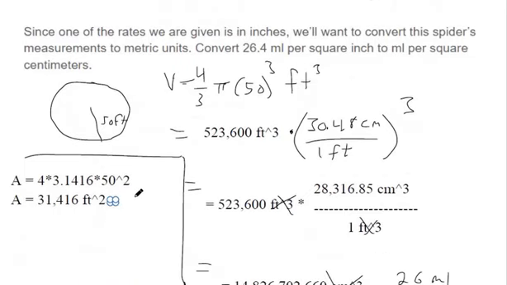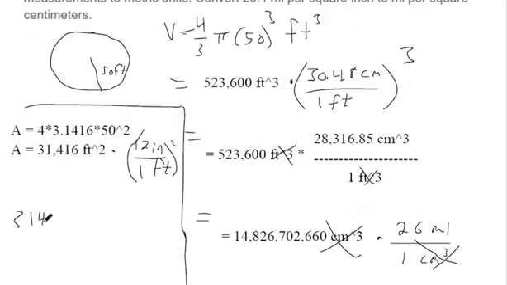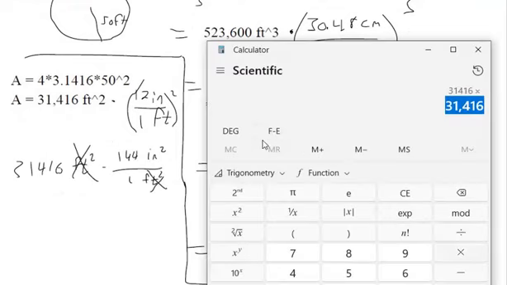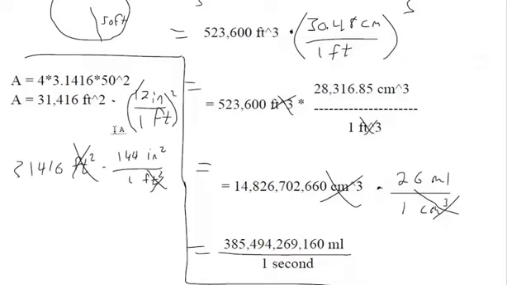If we multiply this by, there's 12 inches in a foot, but that's not square measurement, so you want to square the top and the bottom. So you've got 31,416 square feet times 144 square inches over 1 square foot. So the square feet cancel out. So multiplied by 144, that's 4,523,904 square inches of surface area that this thing has.